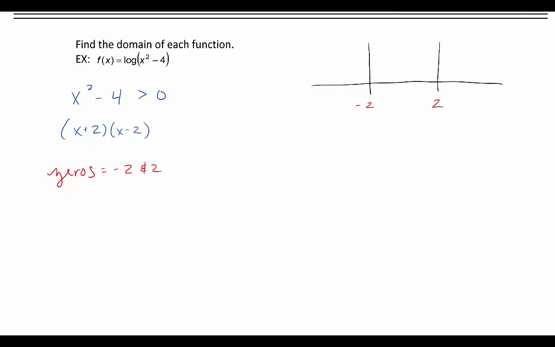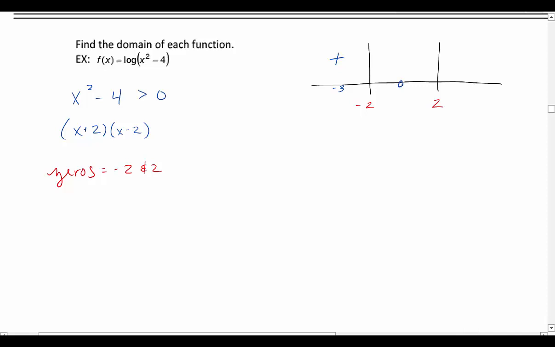So let's choose something smaller than -2. We'll plug in -3, and I like to plug it into the factored form when it's more complicated, because then I can just look at the signs of the factors, but this would be an easy one to plug into the original. So I'm going to plug into our original. -3 squared is 9, minus 4 is +5, so all numbers in this interval will be positive.